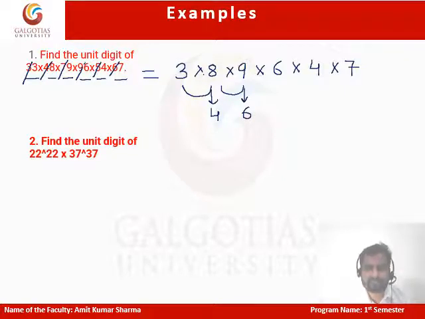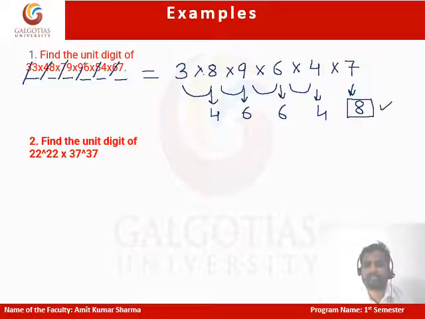Then 6 times 6 is 36. Unit digit is 6. Then 6 times 4 is 24. Unit digit is 4. Then 4 times 7 is 28. Unit digit is 8. So final unit digit is 8. So I can say the answer of example 1, or you can say the unit digit of this expression must be 8. Right? Now the second question.